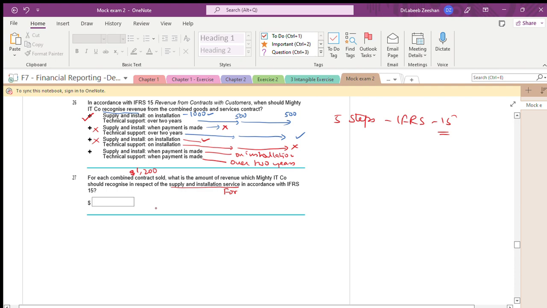For a total price of 1,500, supply and installation is how much? 1,000. Okay. For a total price of 1,200, supply and installation is how much?